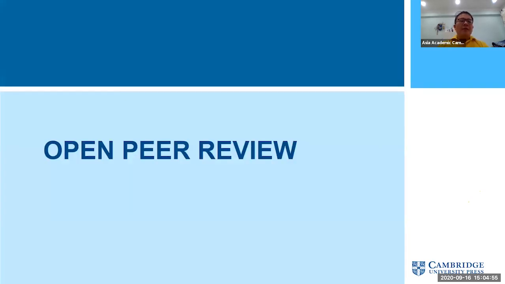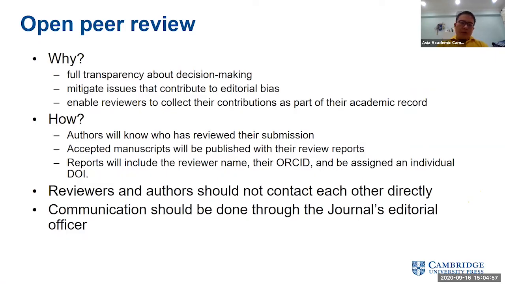And then open peer review. So why would we need to do this? Why can't we just stick to the single blind or double blind peer review? So here are some of the reasons. There's full transparency about decision making, so that there's no bias against researchers who are non-white, or who are female, gender, things like that. These are the hot issues nowadays for peer review. We also enable reviewers to collect their contributions as part of the academic record.